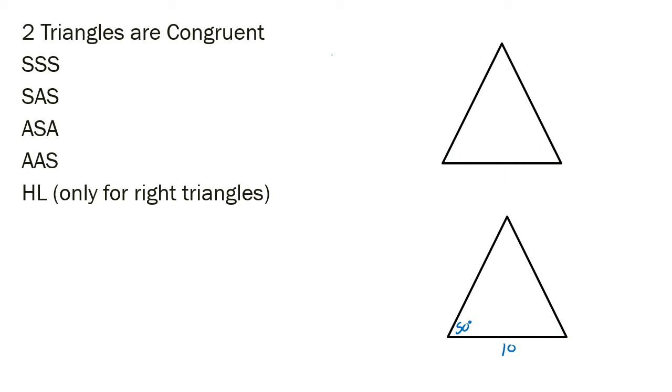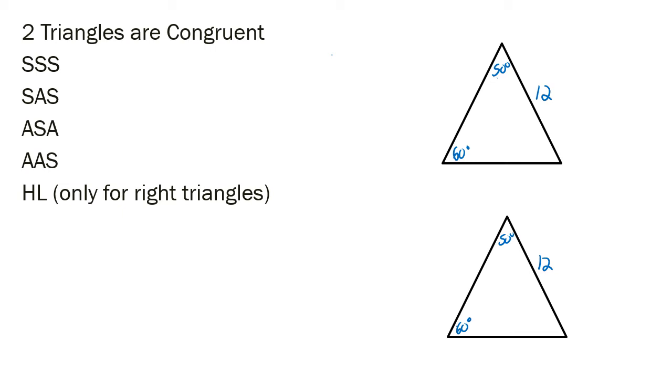The next one is angle, angle, side. So if you have, say, this is 60 degrees, this is 50 degrees, and then this is a length of 12. And if this one down here is 60 degrees on this angle, 50 degrees at this angle, and this side is 12, you'll know that these two triangles are congruent because of angle, angle, side. Their corresponding angles match up, and that corresponding side matches up.